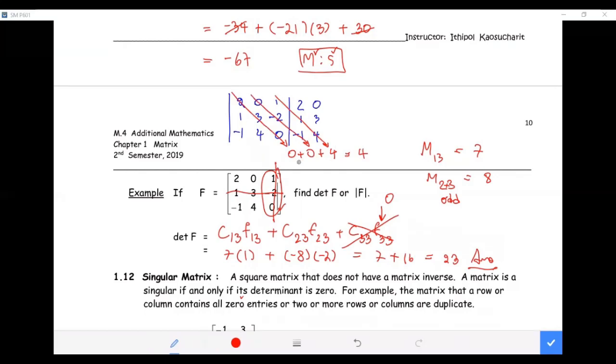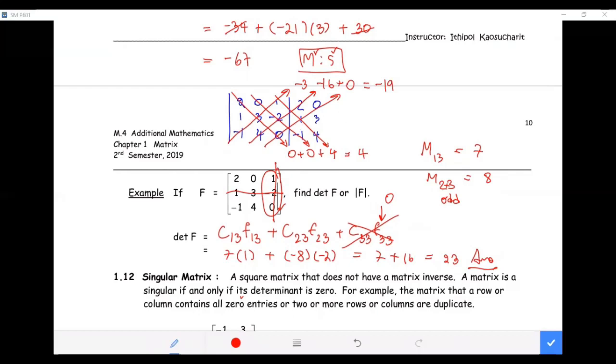Next one, you already finished your cross down. Let's go for the cross up. This one is going to be minus 3. This one is 4 times 2 is 8, that is negative 8 because it's negative. Negative 8 times 2 is negative 16. And this is 0. Add them all, that is negative 19. So your cross down is 4, your cross up is negative 19.